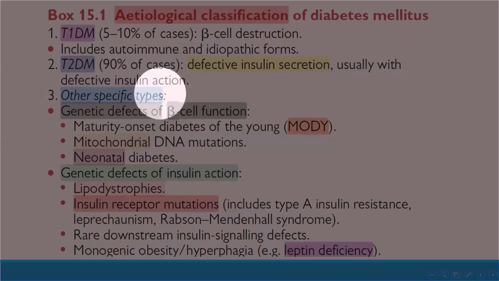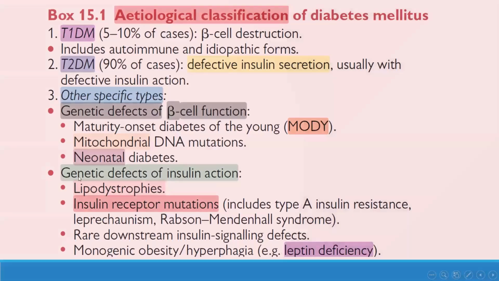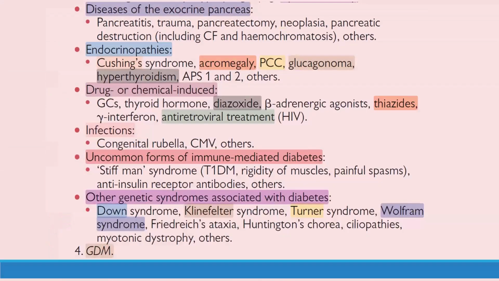Other specific types include genetic defects of the beta cell, like MODY, mitochondrial, and neonatal, as I mentioned; in neonatal, this is hyperglycemia diagnosed in the first 6 months of life. Genetic defects of insulin action include lipodystrophy, insulin receptor mutation like Rabson-Mendenhall syndrome, and leptin deficiency. Diseases of the exocrine pancreas include pancreatitis, pancreatectomy, and cystic fibrosis, which is very, very important.